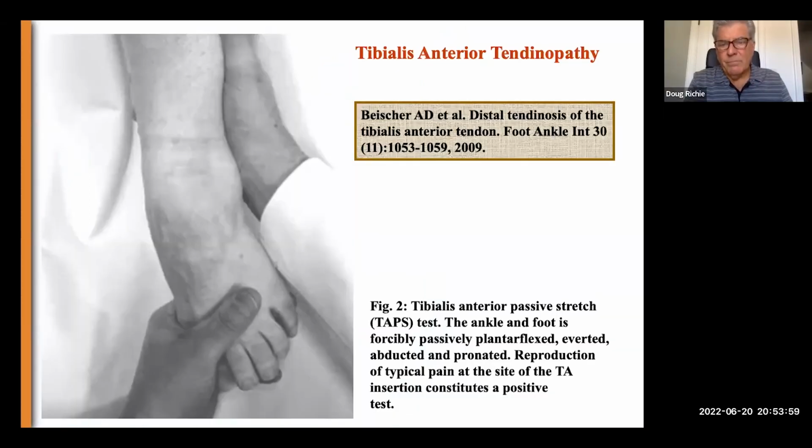That article proposed a very simple clinical test to load the tibialis anterior and help diagnose that indeed it's this tendon that's injured in this patient. And by passively plantar flexing and everting the foot maximally to end range, it will elicit pain right at the insertion of the tibialis anterior at the medial cuneiform.